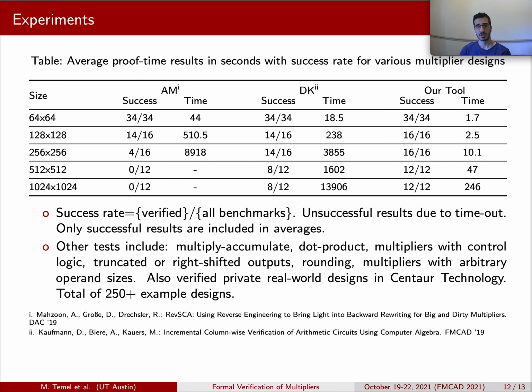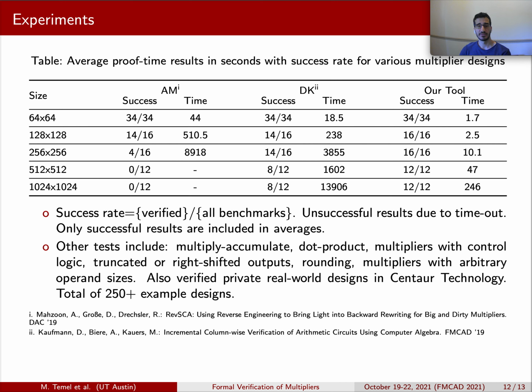As I mentioned earlier, there are many studies on multiplier verification. We selected the two of them that perform the best. One is from Mahzoon and others, whose work was published in DAC 2019. The other is Kaufmann and others, whose work was published in FMCAD 2019. Both of them have made significant improvements over the works published before them, and they have continued to make further improvements in their tool ever since.